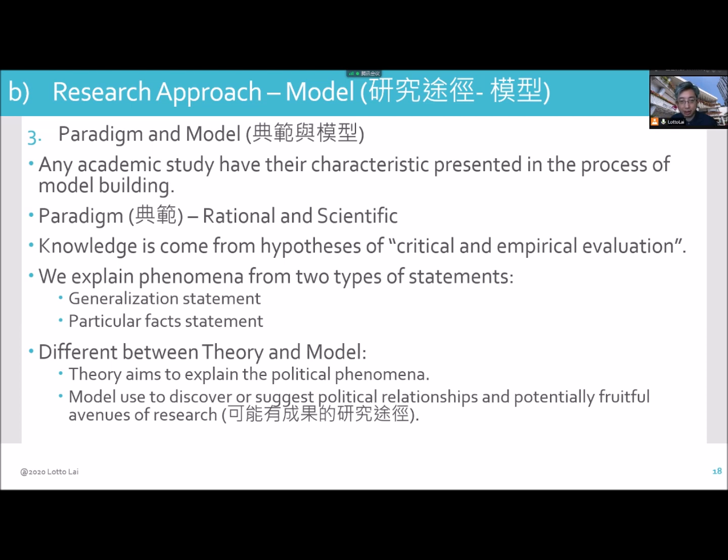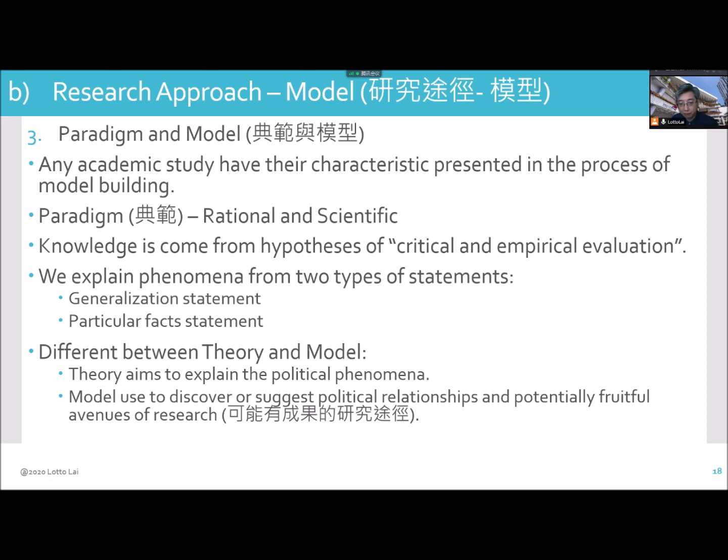We explain phenomena from two types of statement. We have generalization statements or particular facts statements. So this is two directions, particularity and generalization, to explain the phenomena.